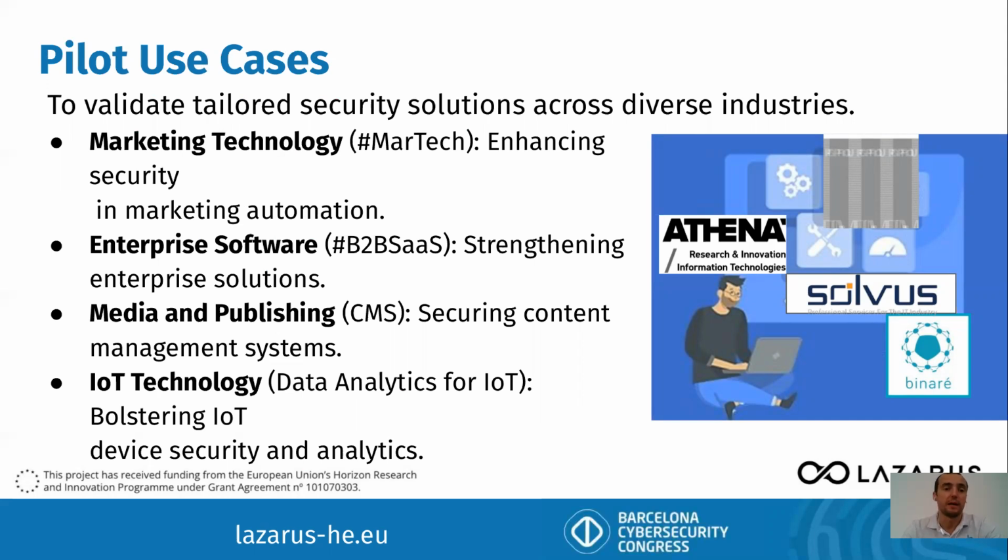So we have a marketing technology partner, and a partner providing enterprise software, strengthening the enterprise solutions. Then we also have the media and publishing or content management system partner, so that content management systems can be more secure and have fewer vulnerabilities, while everyone is aware, for example, of the problems posed by vulnerabilities when WordPress is being affected. There are many sites and organizations impacted by such vulnerabilities, so we want to lower that kind of impact.